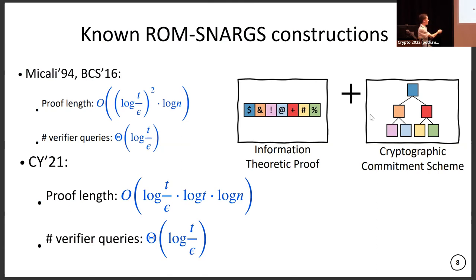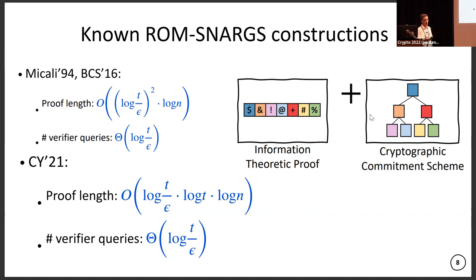You take an information theoretic proof, for example, a PCP, and some sort of cryptographic commitment scheme. And Micali used the Merkle tree. And Chiesa and Yogev specifically used a stronger notion of PCP, but a weaker version of commitment scheme. And they managed to reduce the proof length. So you can see and have an intuition why the commitment scheme is actually the heavier one out here. And we'll see in a short while how this is helping us.